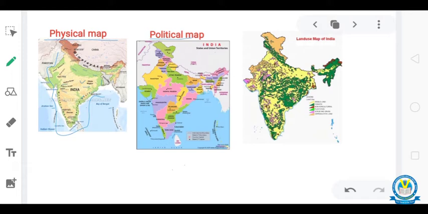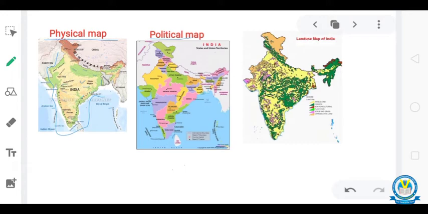Now, first map, physical map. A physical map can show physical properties of that particular area. An agricultural map can show details of the agricultural lands of a particular area, like what are the major crops grown in that area. So moving to the first one, physical map.